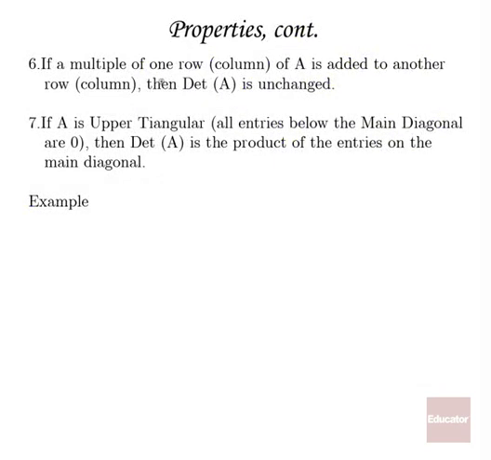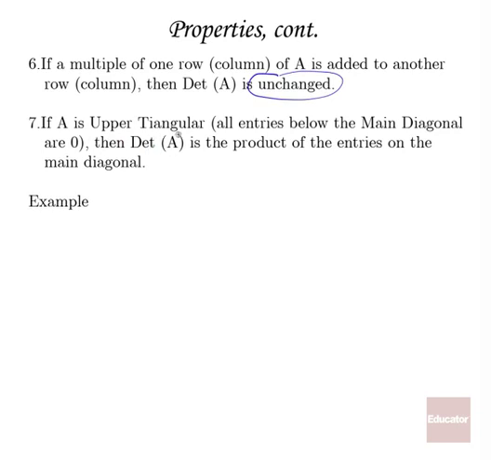Property number 6. If a multiple of one row or a column of A is added to another row or a column, then the determinant is unchanged. Remember that process of elimination that we did? We were doing Gauss-Jordan reduction, Gauss-Jordan elimination, where we multiplied some multiple of one row and added it to another. When you do that, you're creating an equivalent system, you remember, so the determinant doesn't change because the system is equivalent.